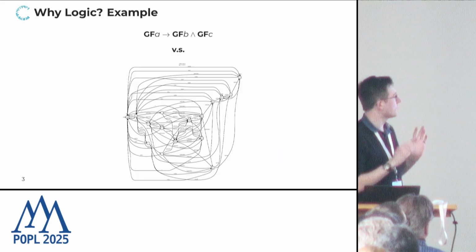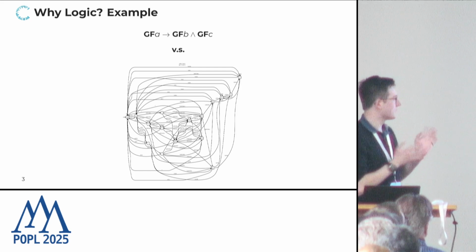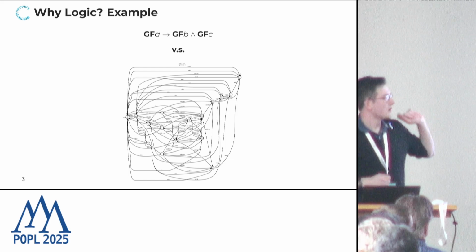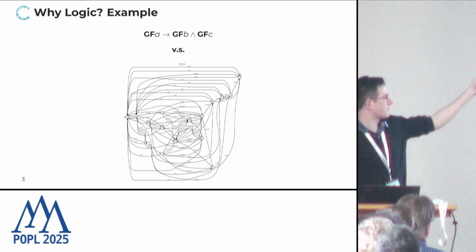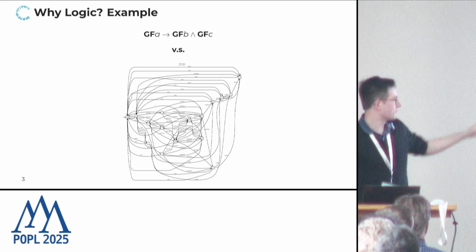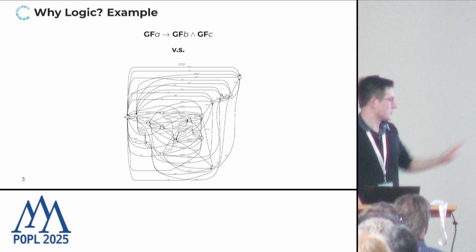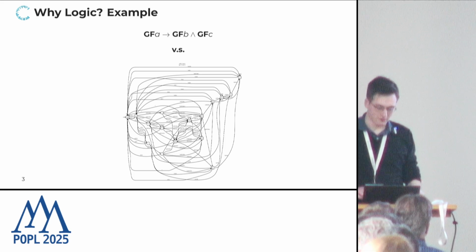Okay, just to quickly make the point, I always mention how nice logic is. Just a quick example: this is an LTL formula that tells you if infinitely often A holds, then infinitely often B and infinitely often C have to hold. So this is very nice to write, but if you want to write a game or automaton, it might look like that. So you really don't want to write the lower one if you can write the upper one.